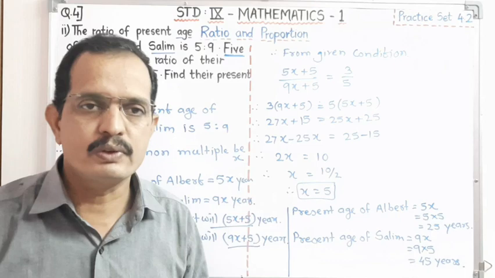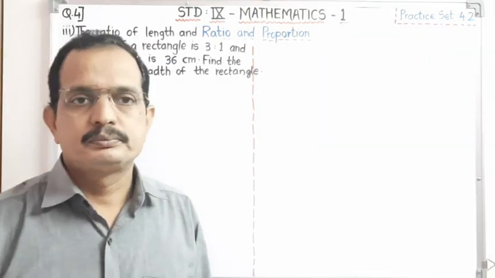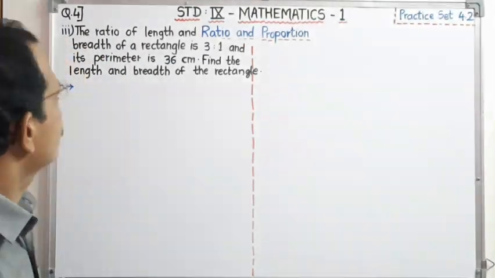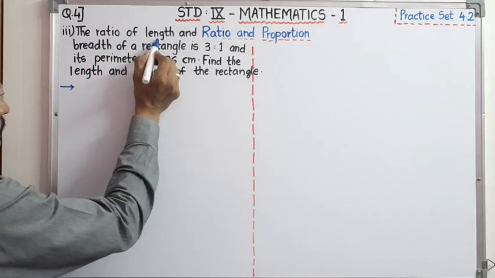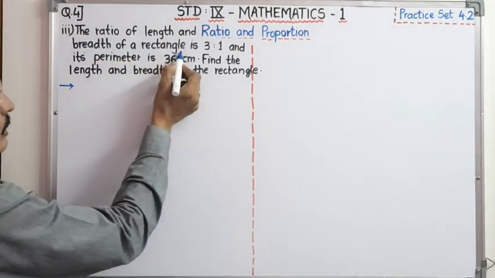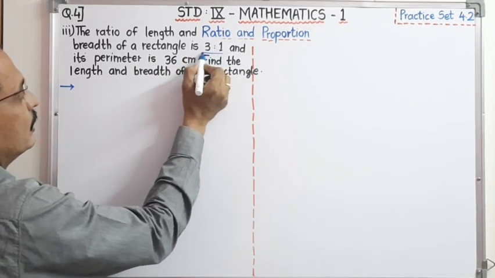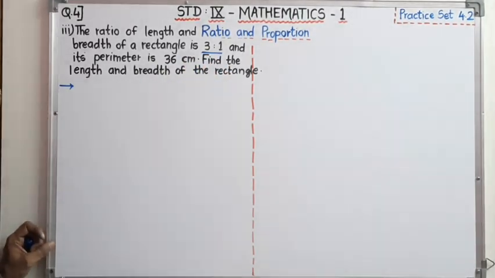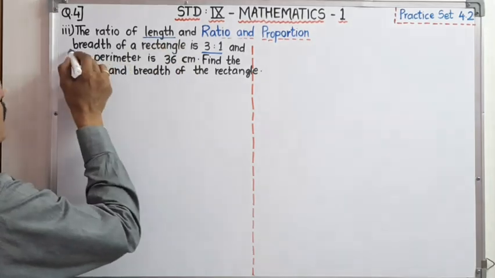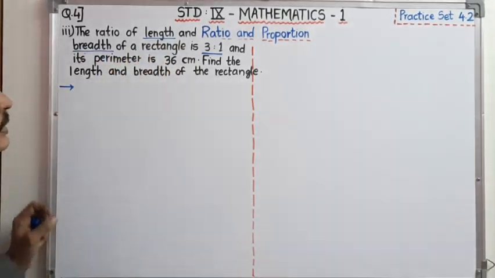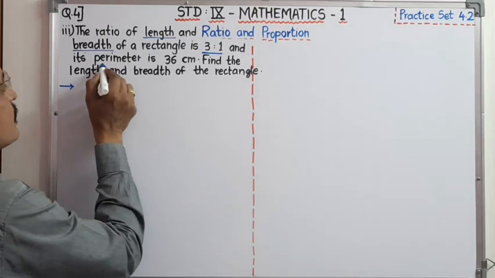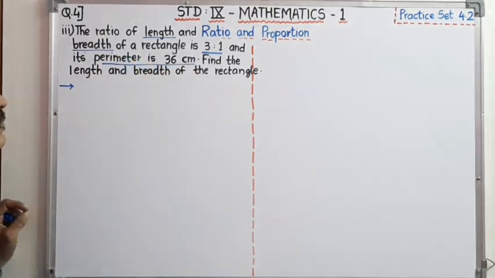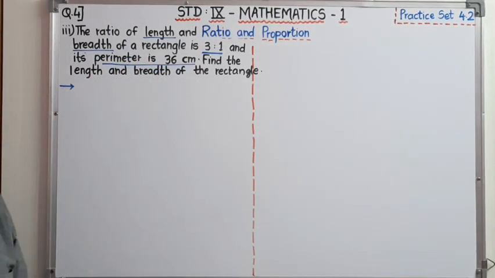Now we have to start with the third sum. Dear student, see question number 3. The ratio of the length and the breadth of a rectangle is 3:1 and its perimeter is 36 centimeters. Find the length and the breadth of the rectangle.